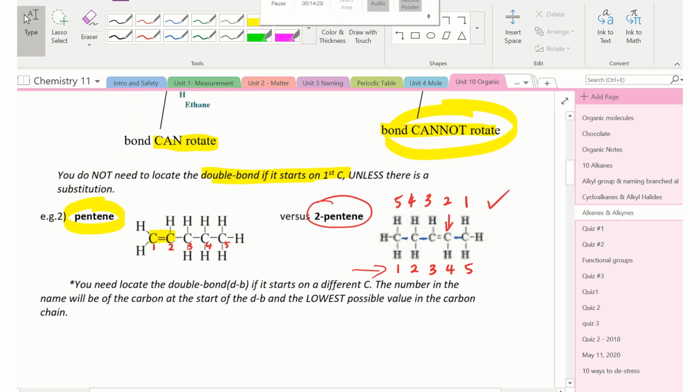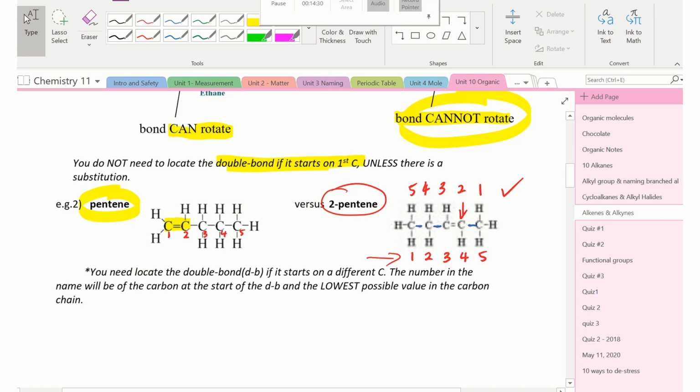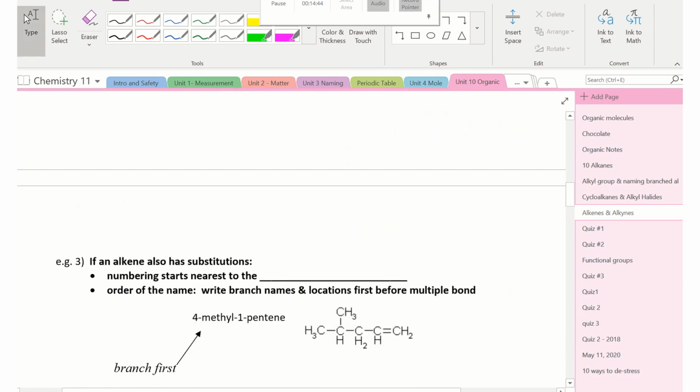Okay, so that's how you name double bonds. We call this guy 2-pentene. So the note here on the bottom basically says I want to give the double bonds the lowest possible number. Okay, so now let's move on.